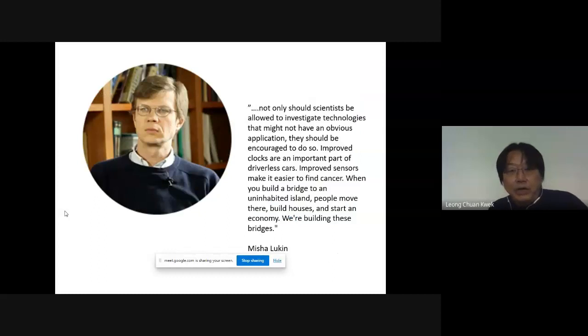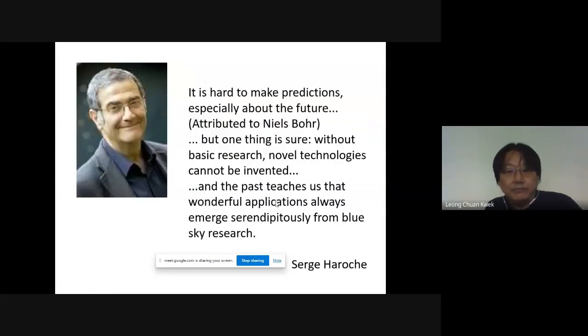And Michel Lukin also said that not only should scientists be allowed to investigate technologies, they should be encouraged to do so, because improved clocks are now an important part of driverless systems. Improved sensors have made it easier to find cancer and so forth. And finally, I quote from Serge Haroche: "It is hard to make predictions, especially about the future."